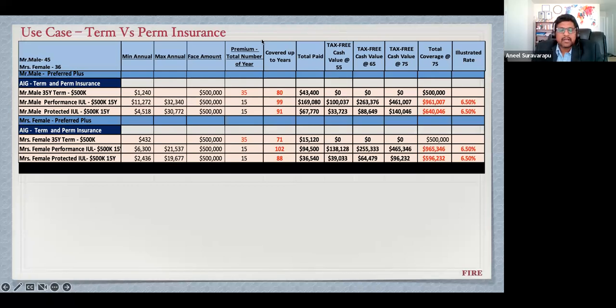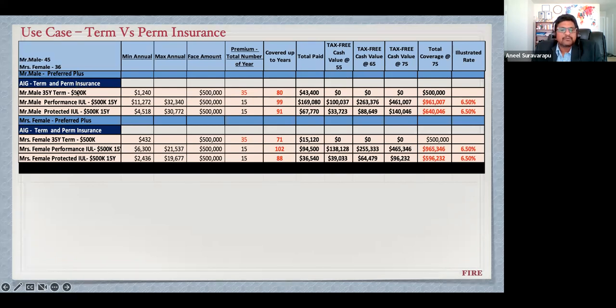So this is a simple comparison to show you the differences between term and IUL, as Suresh garu previously said. Let's take two simple cases, for a 45-year-old male in the preferred health category, meaning body weight and all health conditions are fine.